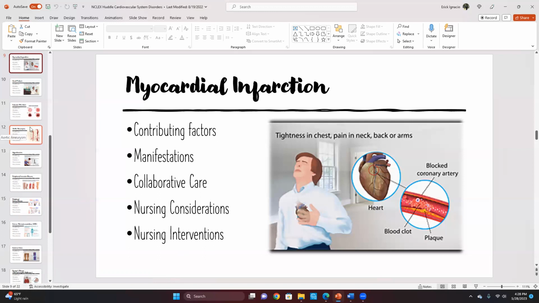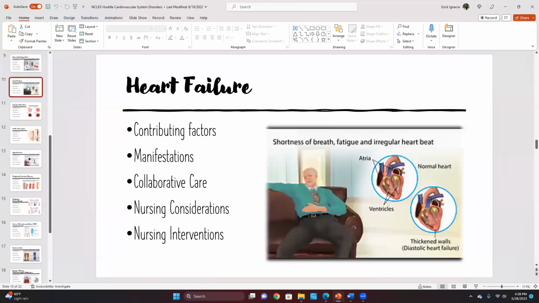Okay. All right. So let's see. So that's a little bit on MI. Let's jump into heart failure. So heart failure is the inability of the heart to meet the tissue requirements for oxygen. So this patient will have fluid overload or inadequate tissue perfusion. So there's two kinds of heart failure. Could be left-sided or right-sided.